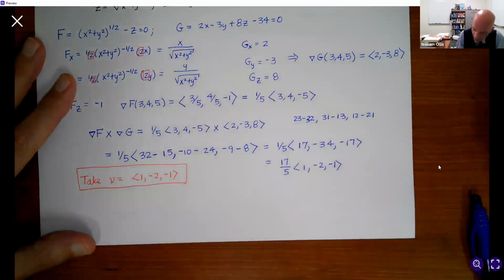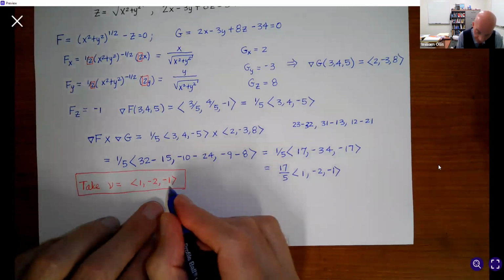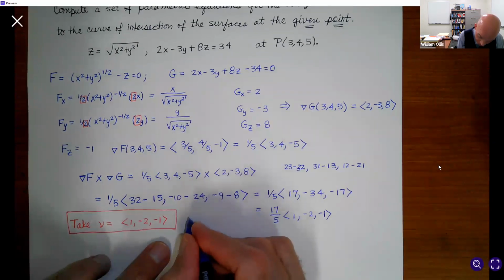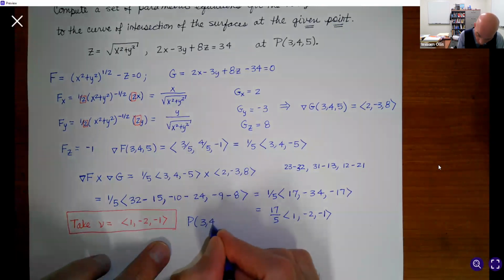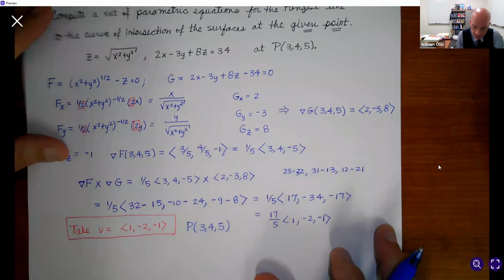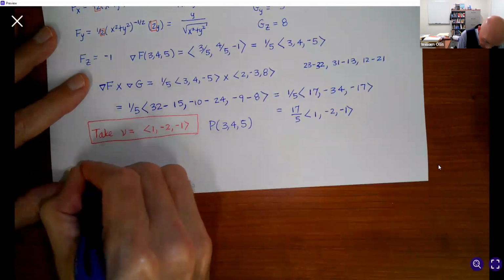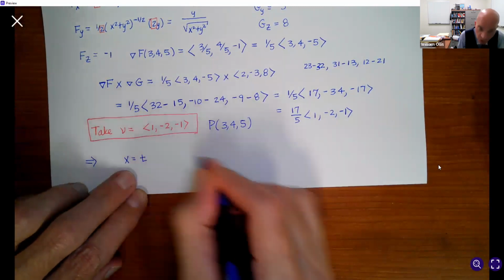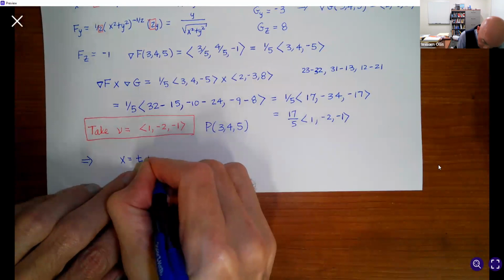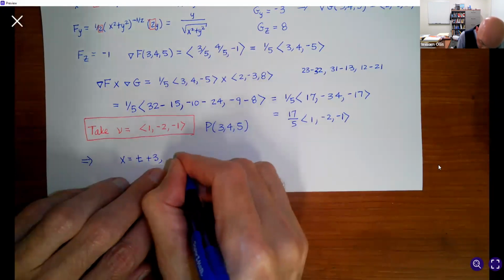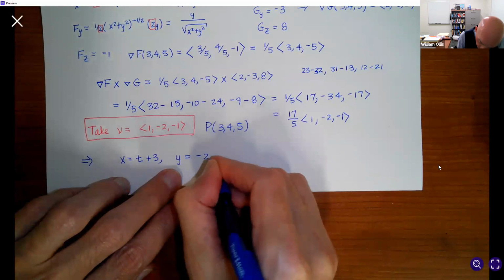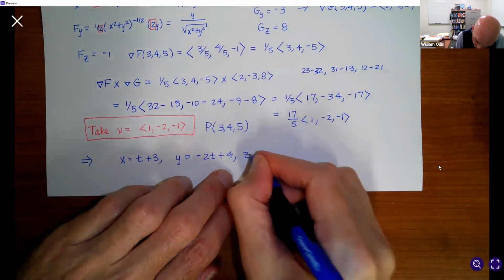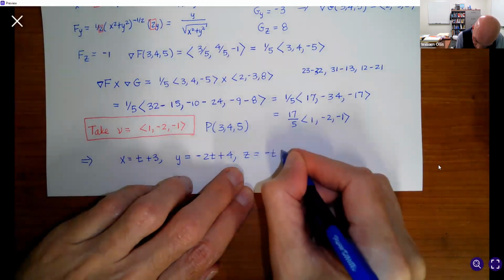And now the parametric equations are very simple. We've got this direction, and then, of course, the point here, which I've covered up, P, 3, 4, 5. So this implies that we have parametric equations. X will be t, if we just use t as a parameter, plus 3. Y will be negative 2t plus 4. And then z will be negative t plus a 5.